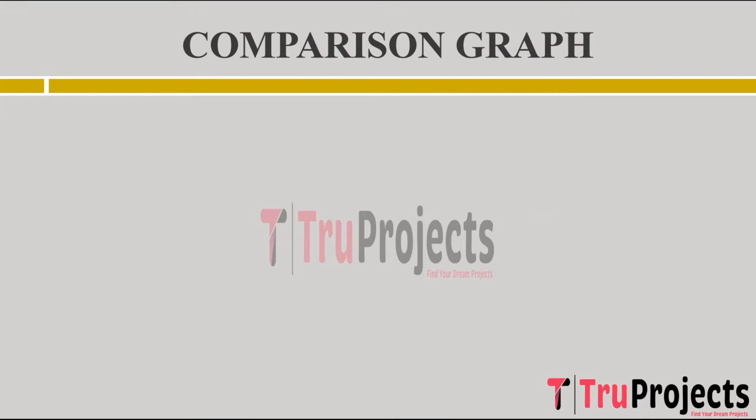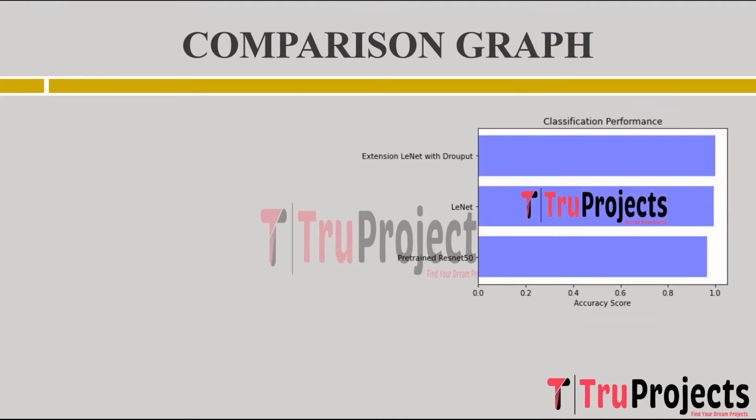Comparison graph. Models are compared with the parameters accuracy, precision, recall, and F1 score. This is the accuracy comparison graph. On the x-axis, we have the accuracy score, and on the y-axis, we have the algorithm name. Accuracy is a measure of the overall correctness of a classification model. It calculates the ratio of correctly predicted instances, both true positives and true negatives, to the total number of instances.